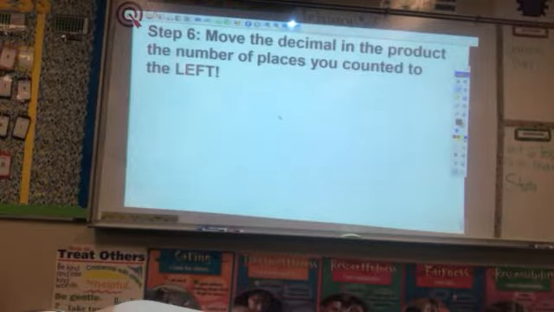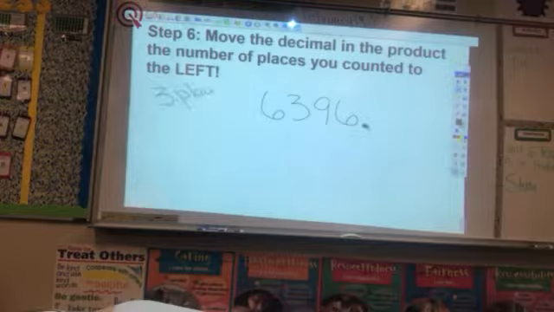Step 6 says we're going to move the decimal in the product, the number of places you counted, to the left. Now, it's very important that you see the left, because on some of the flow maps, I was just writing, and it's like, oh, you got to go to the right to do this. You got to go to the left to do that. So make sure that when you do this, you are moving it, and we counted 3 places. You are moving it to the left. To the left. So here we go.